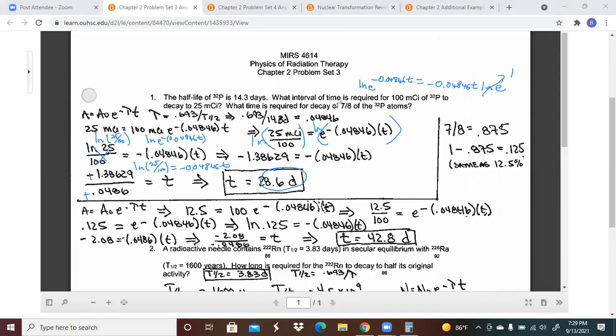In order to be able to find the time required for decay of 7/8 of those atoms, rather than use 25, you could just take 7/8 of 100 here, and you would end up with 12.5 millicuries. So you could take the 12.5, replace the 25 with that, and then work the problem the same way, and you come up with the answer. Okay, so that's probably really not too difficult. There's just a number of steps there that you got to remember as you go through.